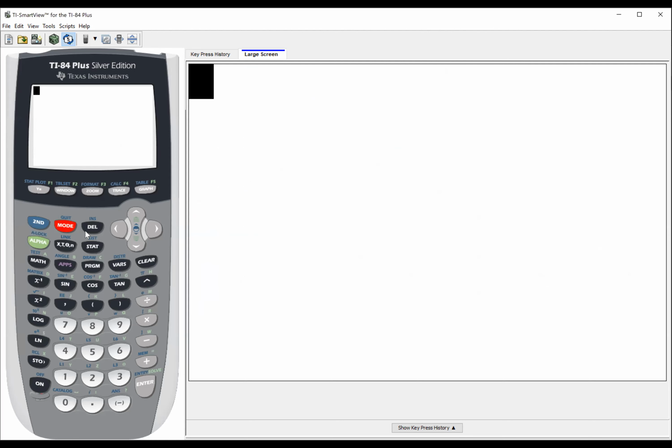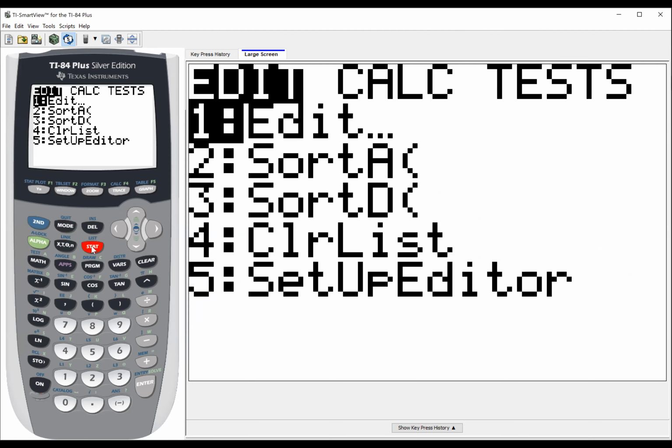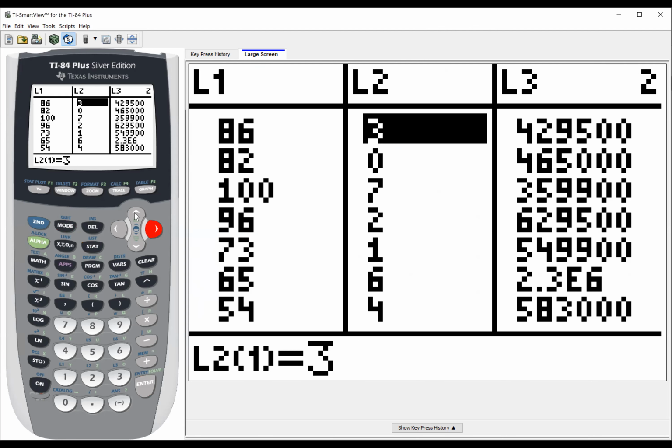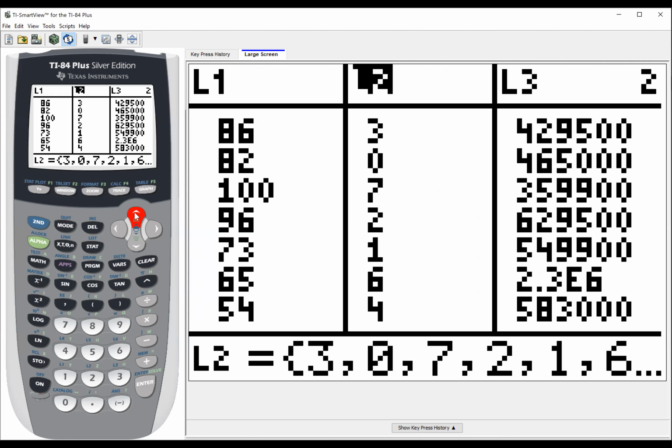Now I already entered my data into the calculator, so I'm going to pull up my list. I put this in L2. So you'll see in L2, there's my 30722164. So we're going to take the same steps as we did to find the mean.